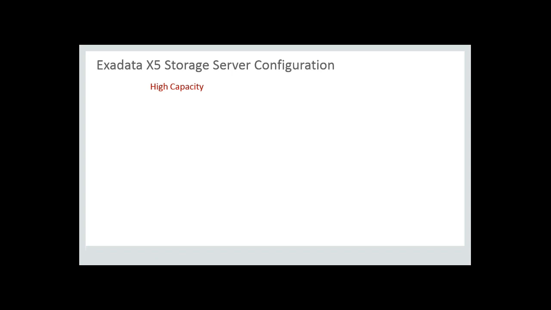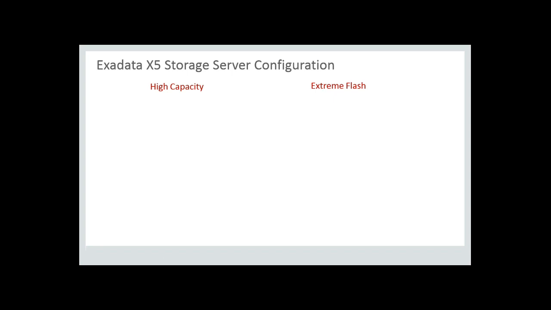As we have seen, for database servers we have two different types of machine, the 2 socket machine and the 8 socket machine. In the storage server also we have two different configurations. One we call high capacity. You must have heard this term. The other we call extreme flash. Extreme flash actually starts with the X5 version. Before that we used to have high capacity and high performance machines. So these are two different storage configurations in your Exadata X5.